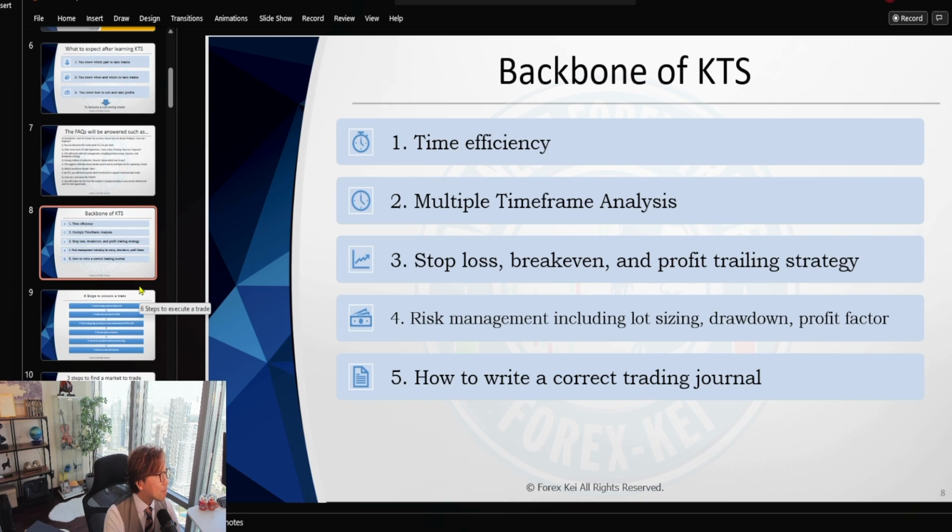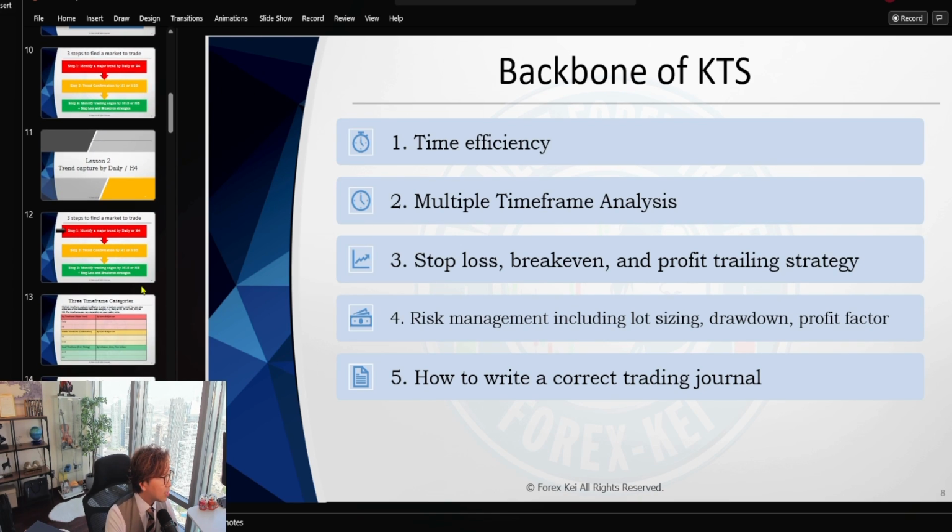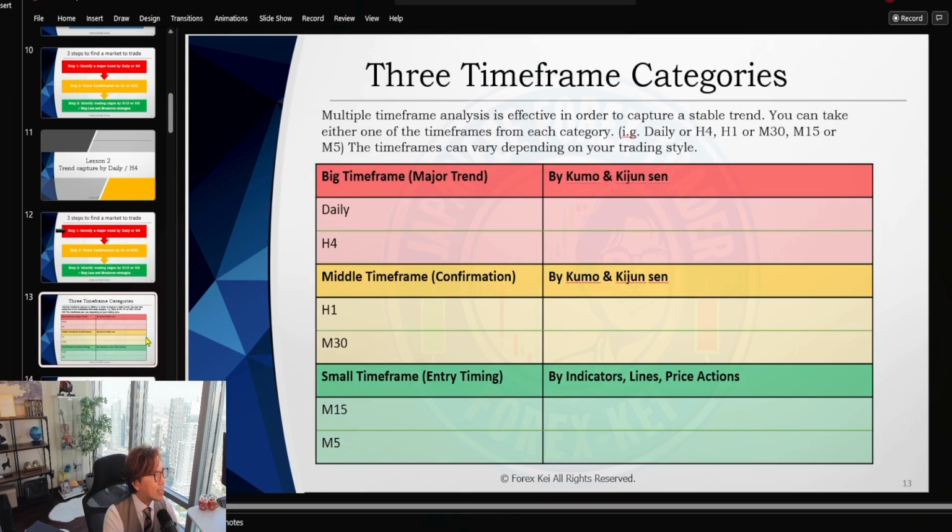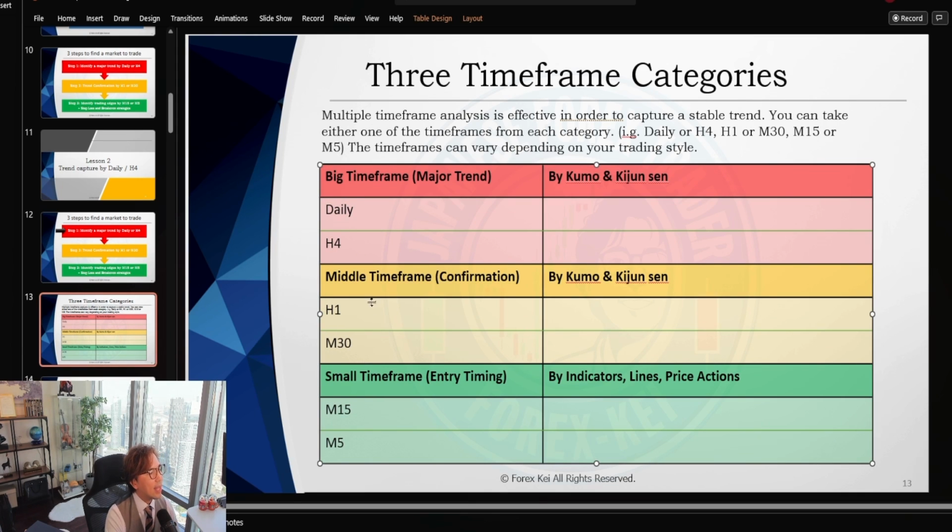So basically, whenever I take trades, I do check charts in multiple time frames. When I trade Forex markets, I take daily and 4-hour time frames as the bigger time frame, 1 hour and M30 to be the middle time frame, and M5, M15 to be the lower time frame, which is my entry timing.